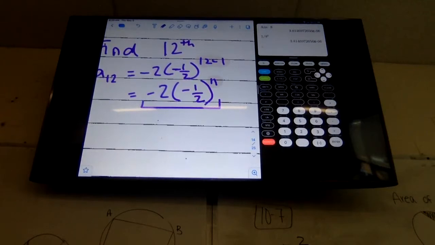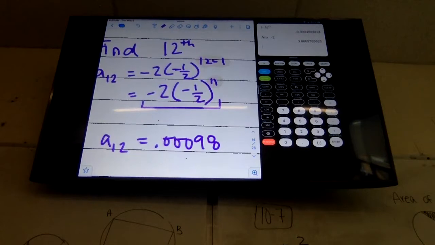So I'm just going to do -0.5. Ooh, let's put parentheses around that in the calculator. Raised to the 11th. All right, I get a really small decimal, and then I'm going to multiply that times -2. And so my answer is a sub 12 equals 0.0009. We'll just go 2 places. 2 important numbers. Cool.